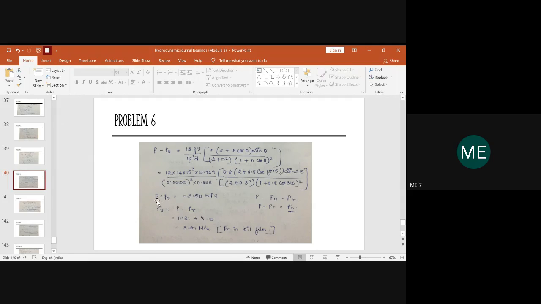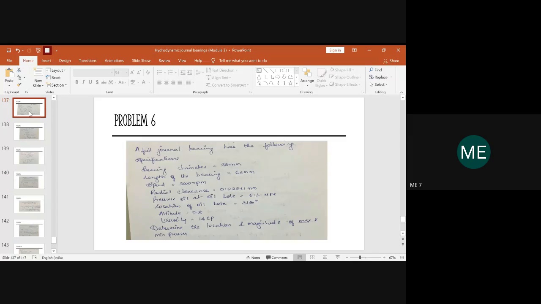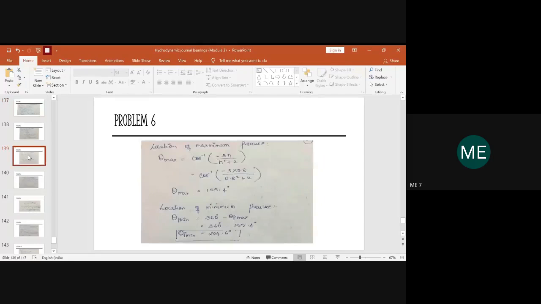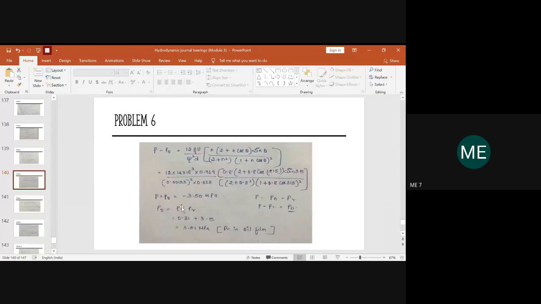So once you get minus 3.50, what is it showing? It is showing the pressure difference value. So P minus P naught is providing you the pressure difference value, what we usually call PR. In the problem, they have given the pressure in the oil inlet. You can see in the question what I have given you before. It says pressure oil at the oil hole. Within the oil hole, what is the pressure? It is 0.31. So now if we come back to the problem here, we know the pressure within the oil hole, it is 0.31.